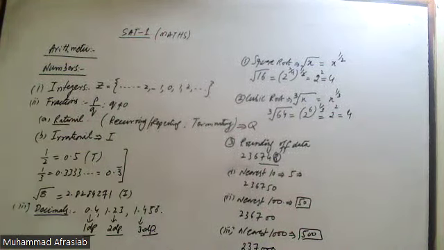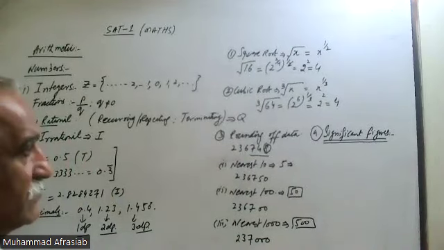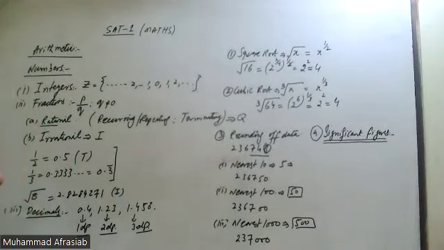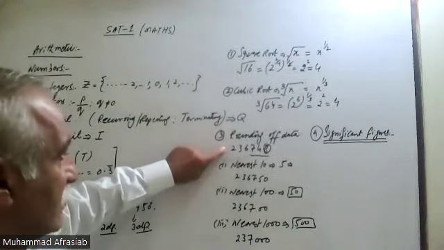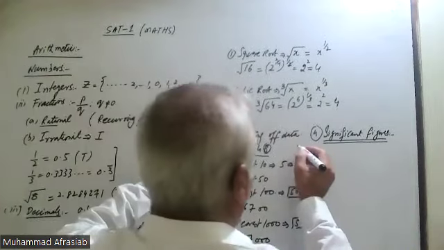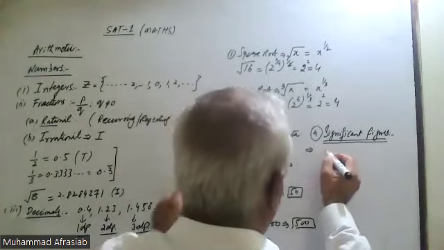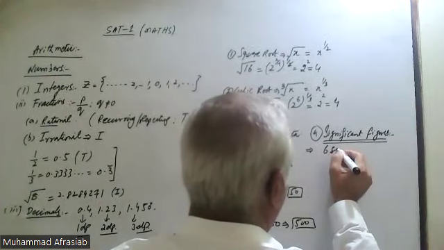Then significant figures are the numbers which play a role in the final calculation. If the number is 236,748, then you have 1, 2, 3, 4, 5, 6. So there are six significant figures in this number.